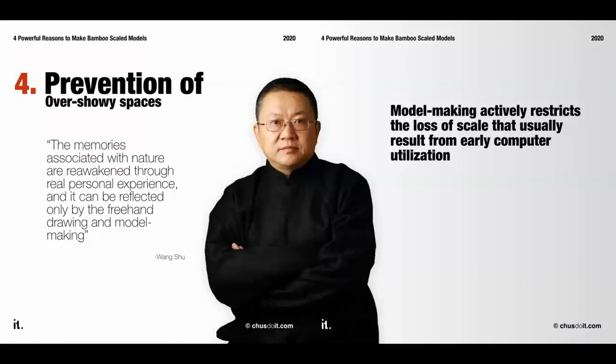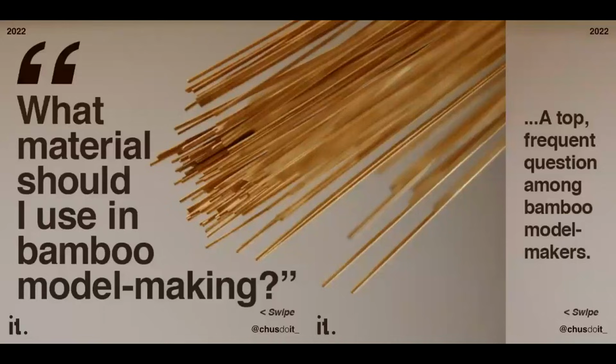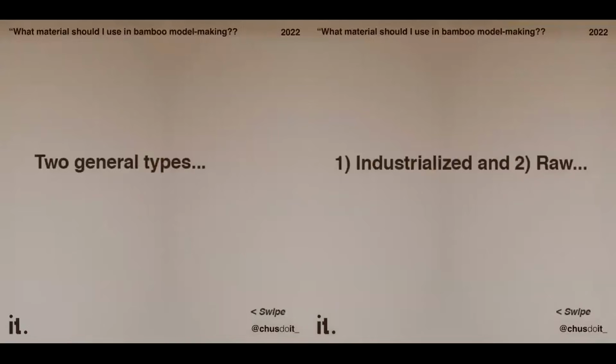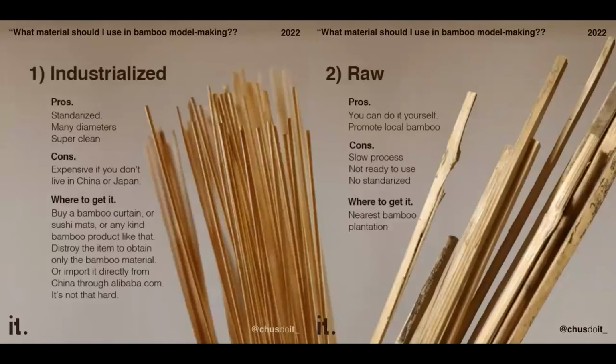That being said, what type of material should you use for bamboo model making? This is a top, frequent question among bamboo model makers. There are 2 general types, the industrialized material and the raw material. Both have pros and cons. The industrialized is well standardized. The market offers many diameters and it is a very clean material to work with. However, it could be a little expensive, especially if you don't live in China or Japan.